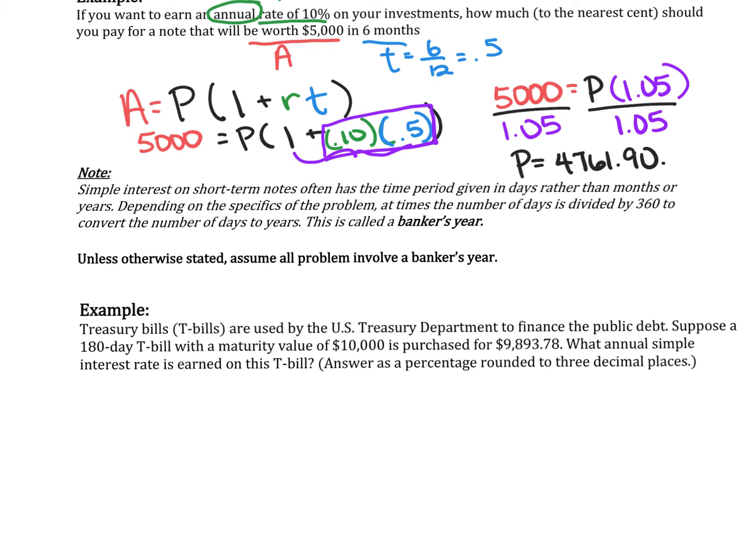So in this particular problem, it says, Treasury bills are used by the U.S. Treasury Department to finance the public debt. Suppose a 180-day T-bill with maturity value of $10,000 is purchased for $9,893.78. What annual simple interest rate is earned on this T-bill? Answer as a percentage rounded to 3 decimals.